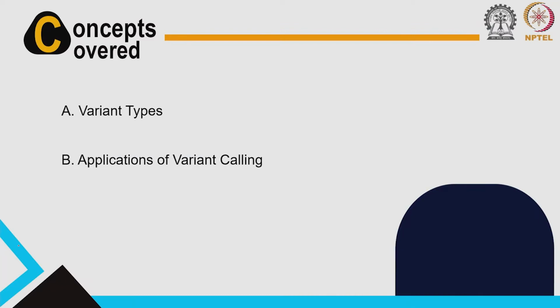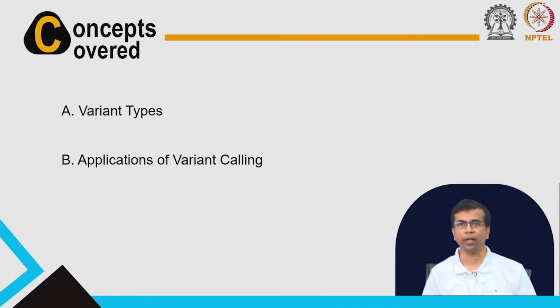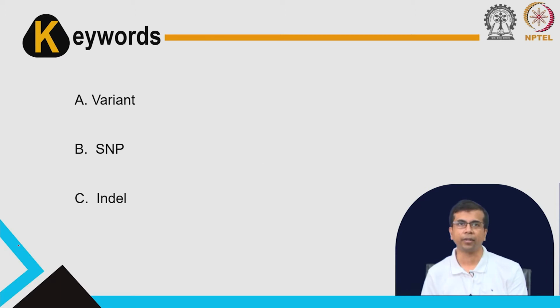So, the agenda for today's class is that we will discuss the different variant types that are possible, and we will actually pick only certain types for this class, and then in the subsequent classes we will look into other variant types and how we can call these variant types from the map data. And then we will also talk about some of the applications of variant calling. So, this will help you understand why this is a very important problem. Okay, so, let us begin and start with the different variant types. These are the keywords that will come across today: variants, SNP and indel.